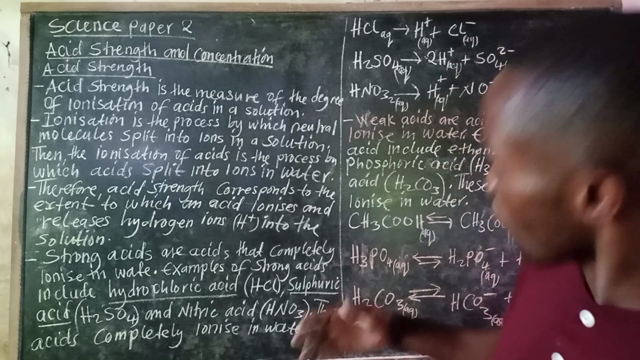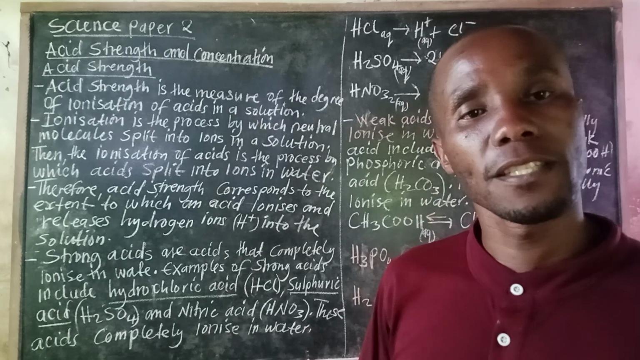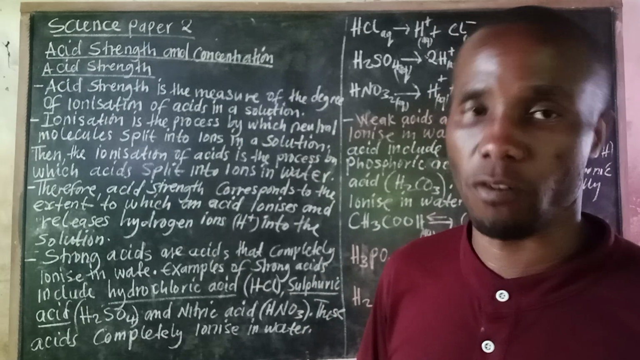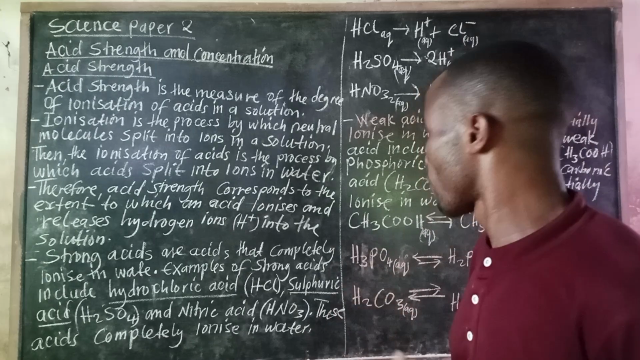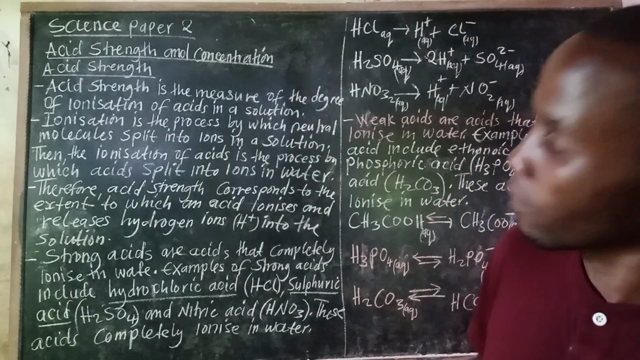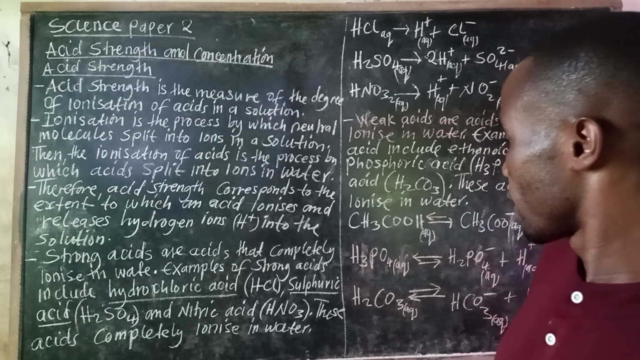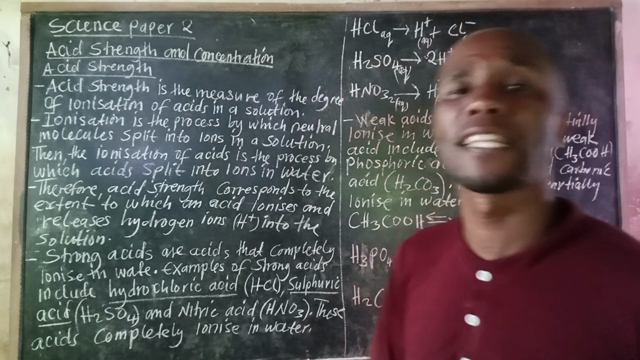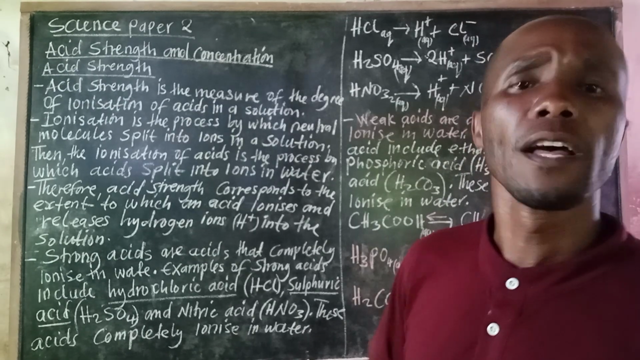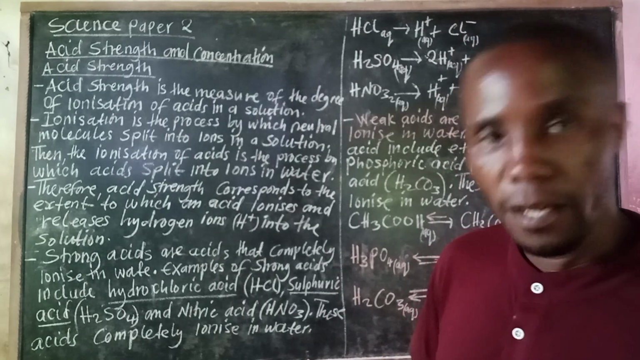Okay. Then strong acids are acids that completely ionize in water. So the acids that completely ionize in water, that particular acid is very, very strong. Then examples of strong acids, those acids that completely ionize in water, are hydrochloric acid, sulfuric acid and nitric acid. So these three acids are very, very strong. Why? Because they completely ionize in water, or they completely split into ions once mixed with water.